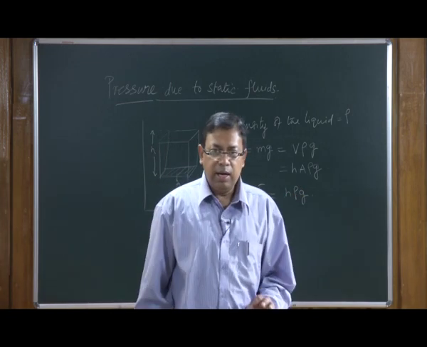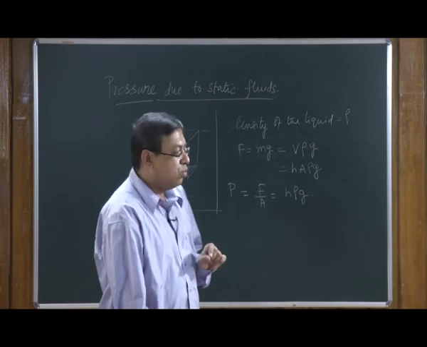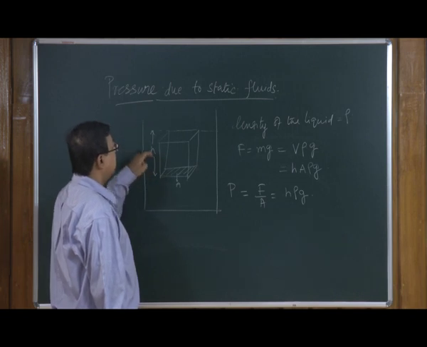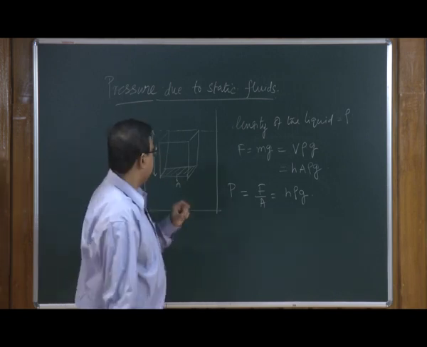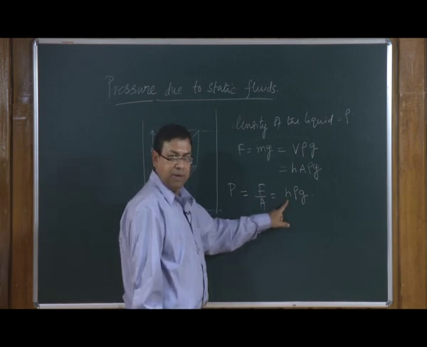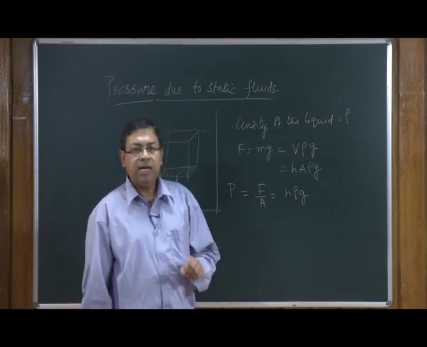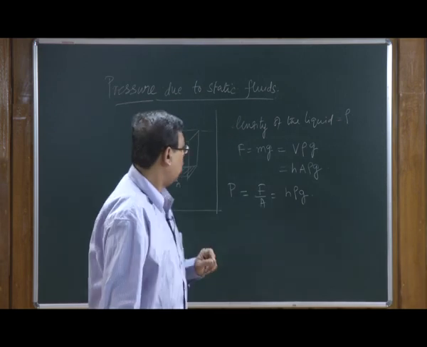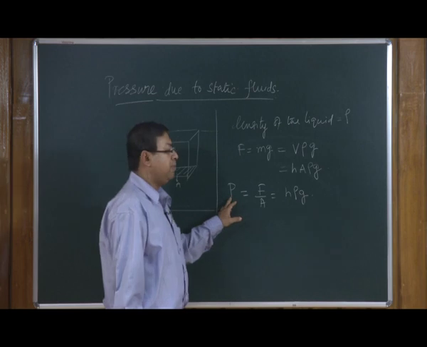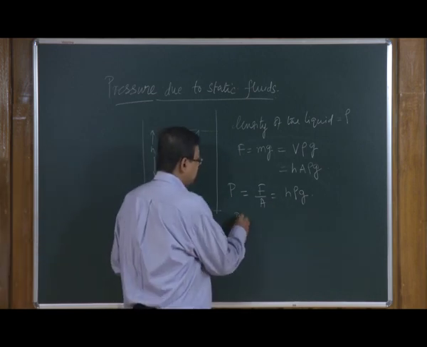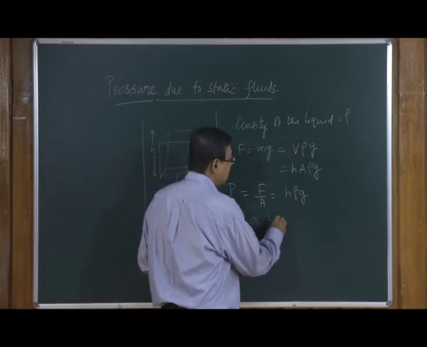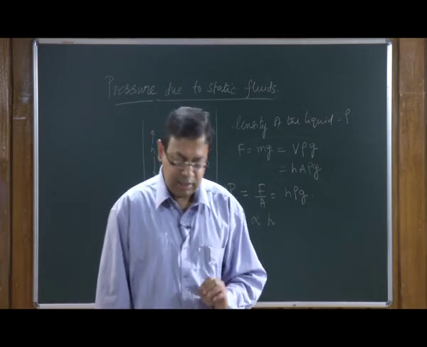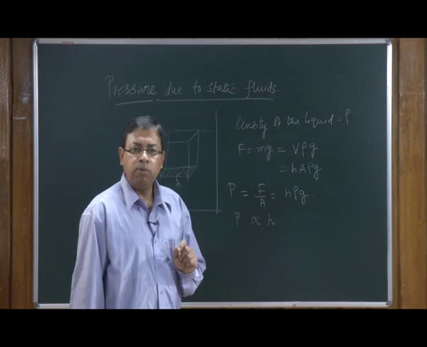So, the pressure due to a fluid at a height h below the level of the fluid is h rho g. Which means that the greater the height, the pressure will be more. So, P simply scales as h, given that rho and g remain constant. But there is a small problem there.